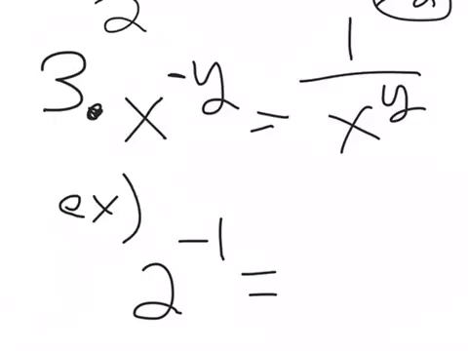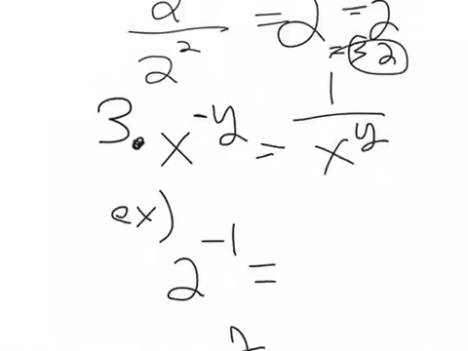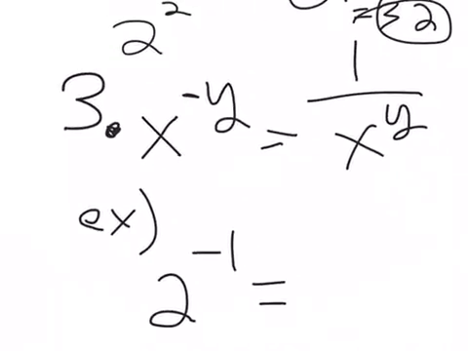In this example, it's the negative exponent rule. Basically, if you have a number with a negative exponent, then that'll be equal to 1 divided by the number with the positive exponent. And now let's see an example of that. It might seem confusing at first.